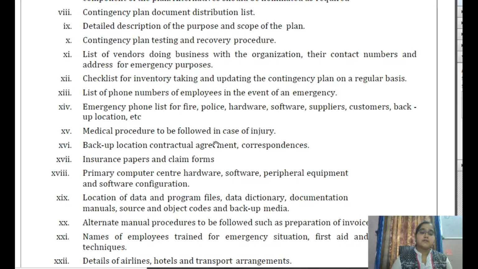Then are the medical procedures followed in the case of any injury to anyone? Are the insurance papers and claim forms kept ready for claiming? Are they backed up or kept in a safer place? The backup location as per the contractual agreement for the data. Then the primary computer center hardware, software, peripherals, equipment and software in the configuration. Are these secured or not?